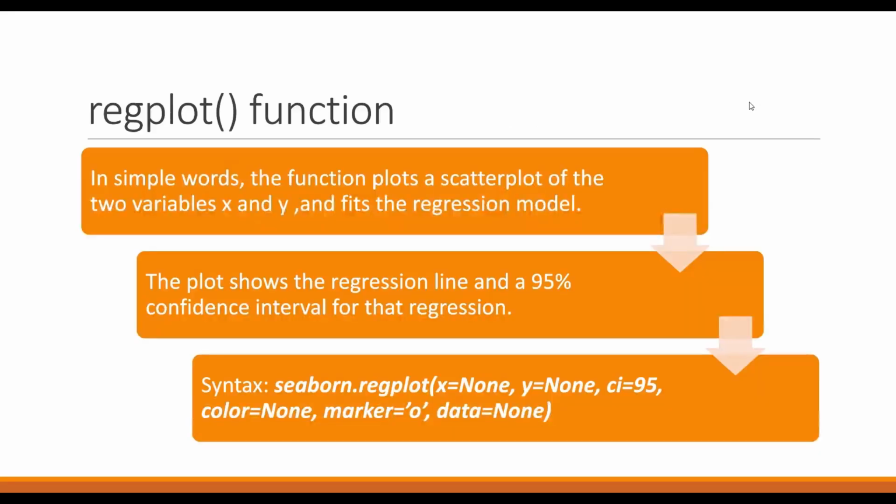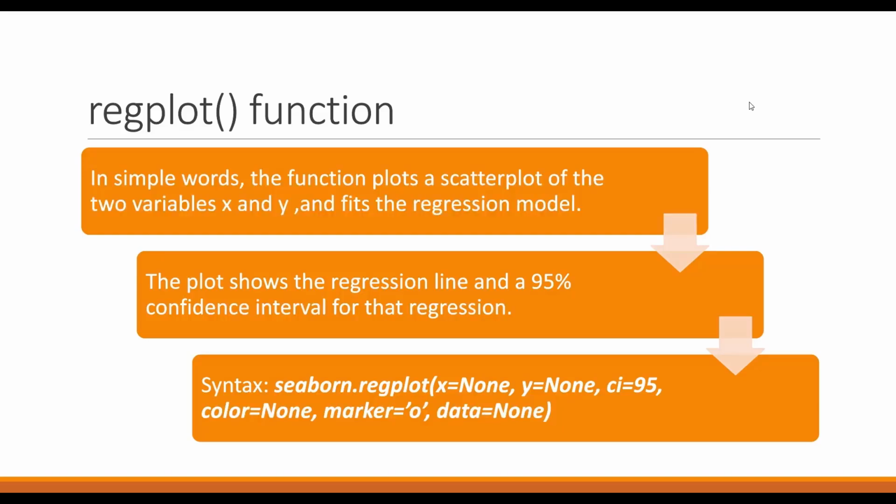So now we will discuss the regplot function. Firstly, I will explain it to you. The regplot function is utilized for displaying a linear relationship as established by regression. Or in simple words, you can say that the function plots a scatter plot of the two variables x and y, and it fits a regression model. And the plot shows the regression line and a 95% confidence interval for that regression. And the syntax for this regplot function is as follows.